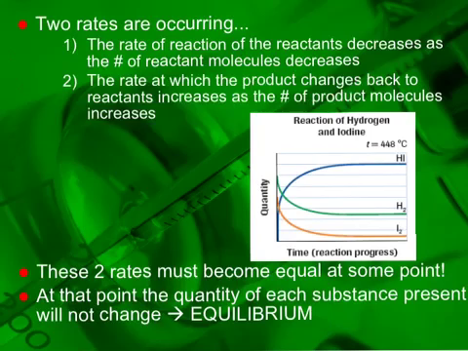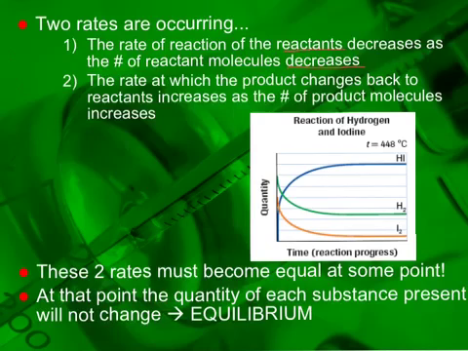Now remember, in an equilibrium system, there are two reactions happening at any one time. The first is the reaction of the reactants becoming products. However, the rate or the speed of this reaction slows down as the number of reactant molecules decreases, mainly because there are fewer reactant molecules to turn into product molecules.